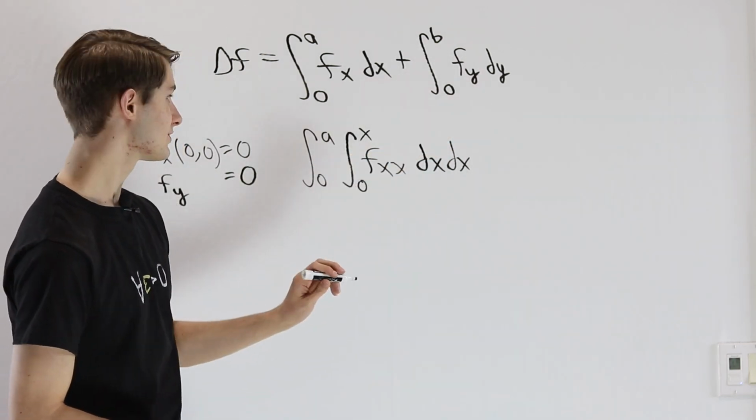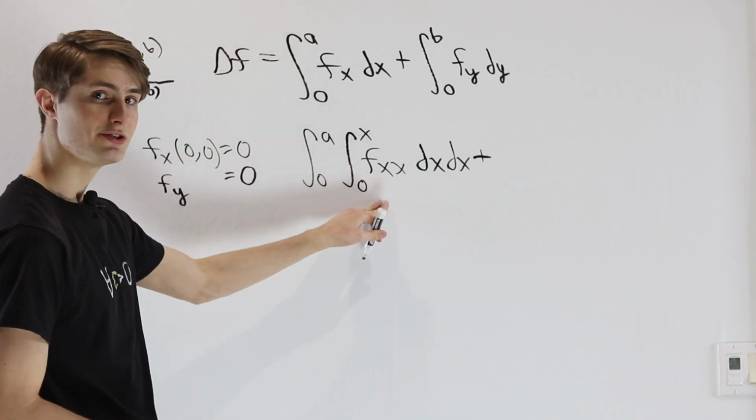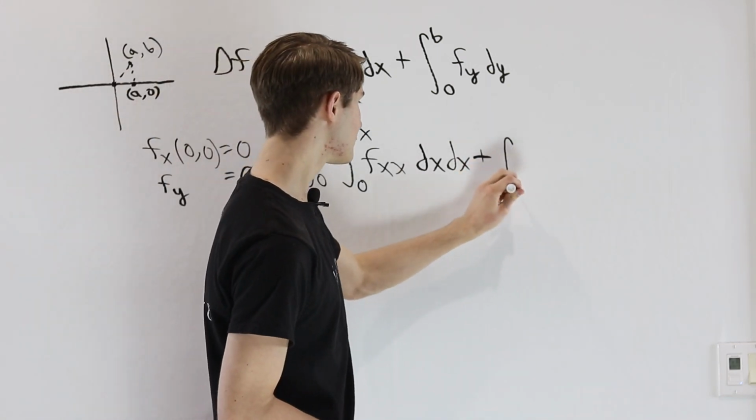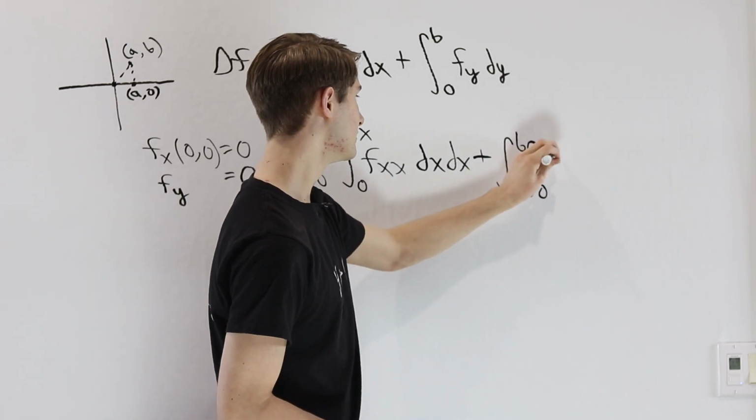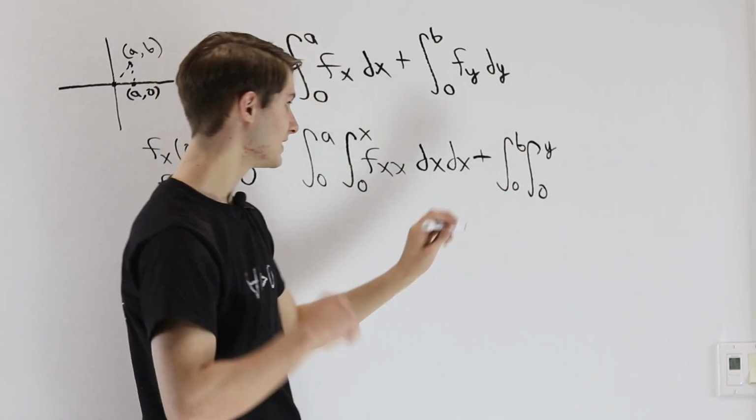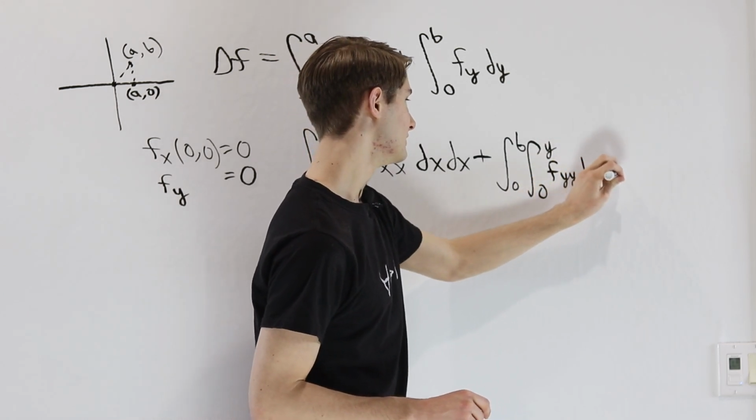For the next part, f sub y, we're going to have to be a little more careful. First of all, we can do the same thing that we did here. The integral from 0 to b of the integral from 0 to whatever value of y we're looking at, of f sub y dy dy.